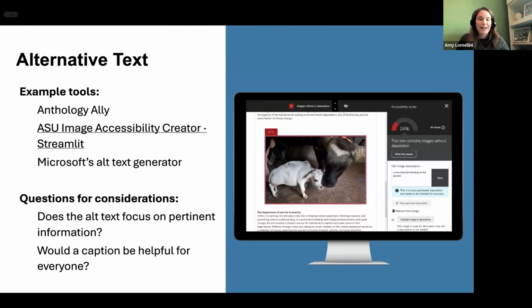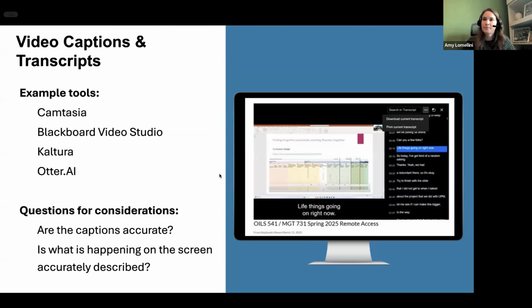It'll be about blind people's perception, or screen reader users' perception, of alt text and how we can do it better as designers. So again, when you're thinking about alt text, is it pertinent? And perhaps a caption would be helpful for everybody. When you're talking about things like a bar graph or complex charts, sometimes having that explanation for everybody is actually beneficial. So think through the context of what the chart or diagram is showing. So let's go to the next one.